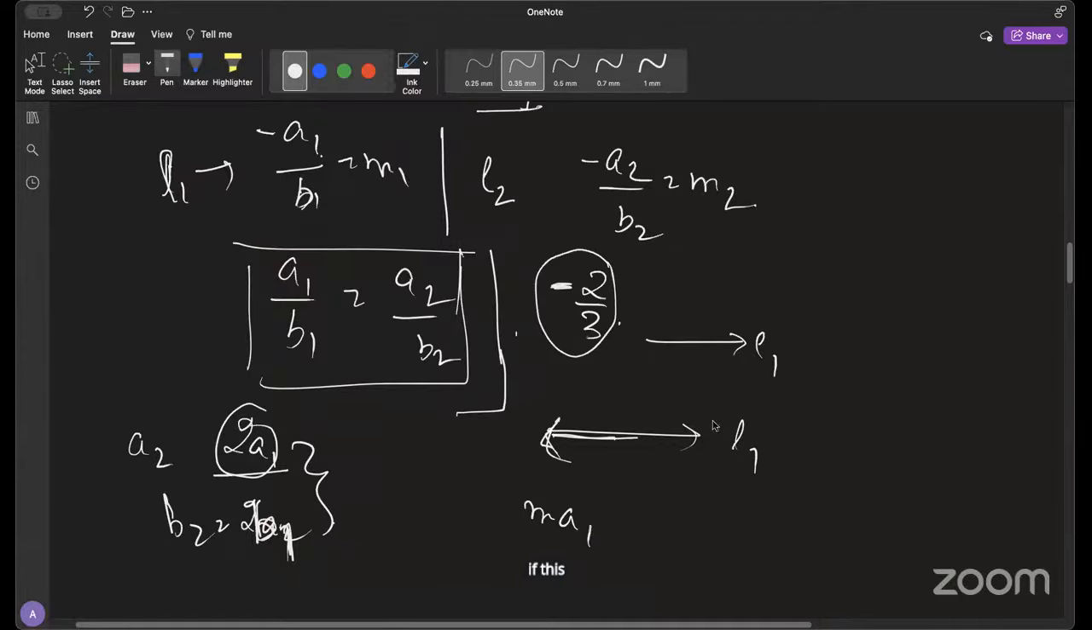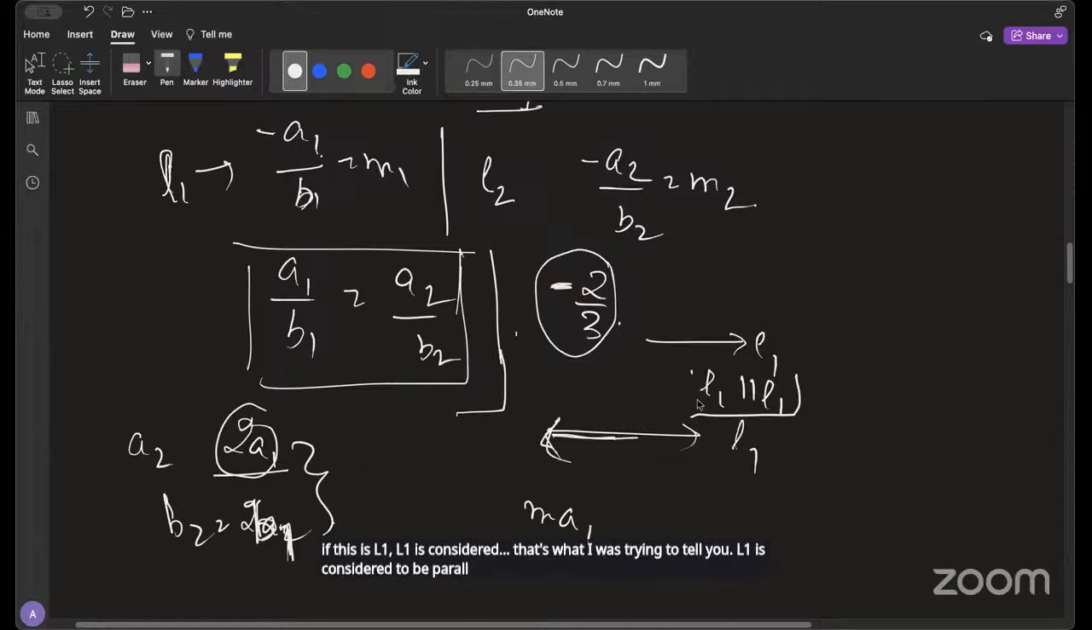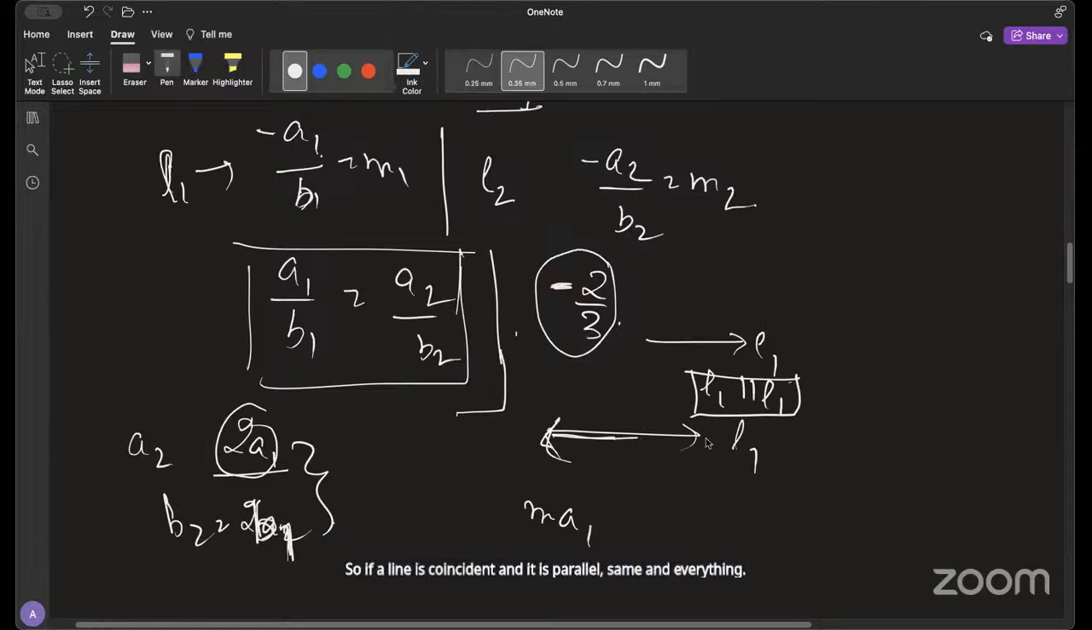If this is L1, L1 is considered, that's what I was trying to tell you. No, L1 is if a line considered is to be parallel coincidental, to it is itself. parallel, same and everything. Can we please let the teacher speak? It's very confusing for all of us. Thank you.